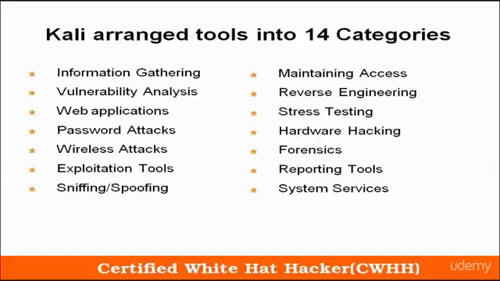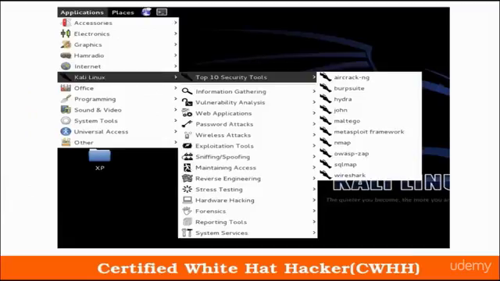Kali has arranged tools into 14 categories. They are information gathering, vulnerability analysis, web applications, password attacks, wireless attacks, exploitation tools, sniffing or spoofing, maintaining access, reverse engineering, stress testing, hardware hacking, forensics, reporting tools, and system services. We will see each one of these individually in the practical demonstration.